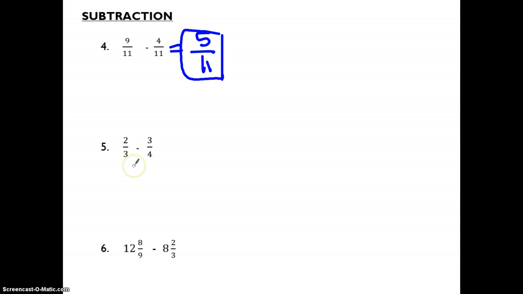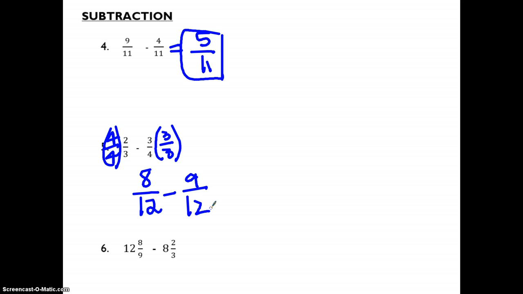Next one, 2/3 minus 3/4. My common denominator here is going to be 12, so I multiply this by 3/3, 2/3 by 4/4. Okay, and then I multiply, I get 8/12 minus 9/12. And if I use my integer rules, 8 minus 9 is -1/12.